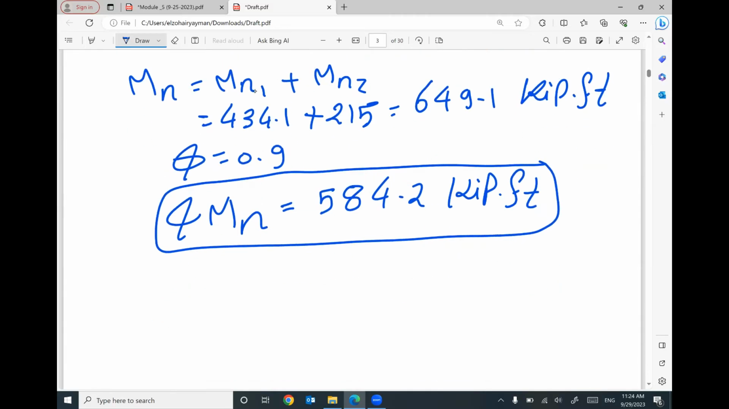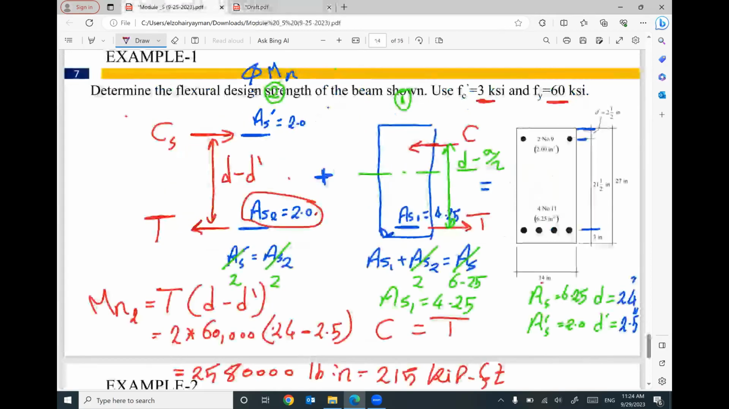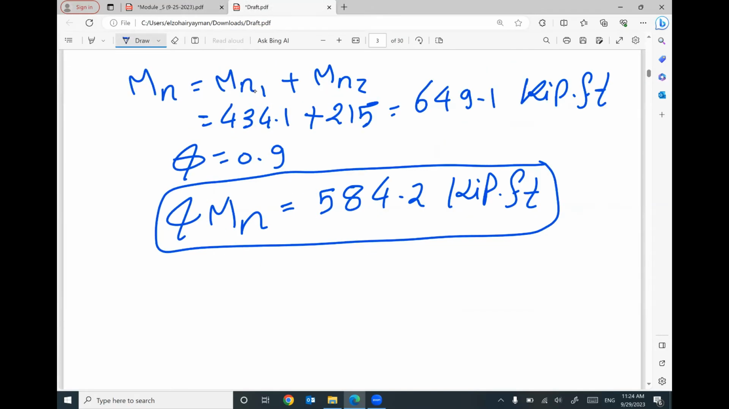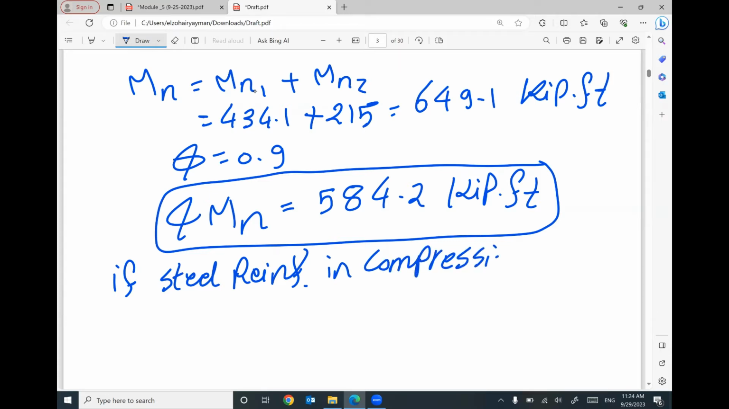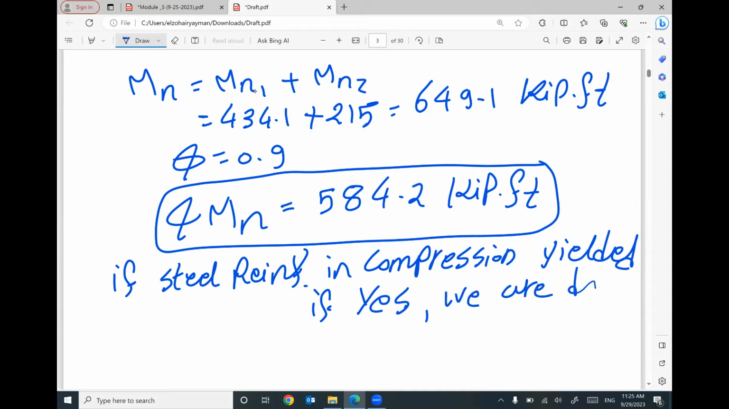This is the design moment strength for this cross section if the steel reinforcement in compression yielded. I need to check. If yes, we are done, and this is your design moment strength. If no, unfortunately, I need to disregard all of these calculations and start a new calculation.